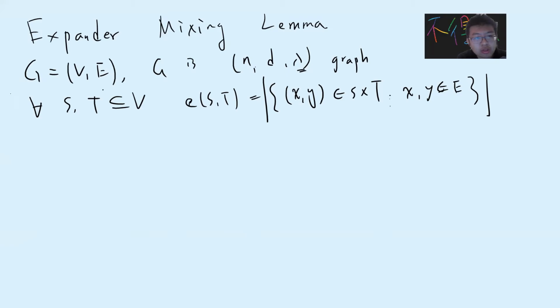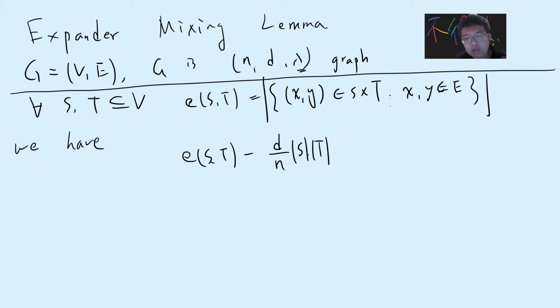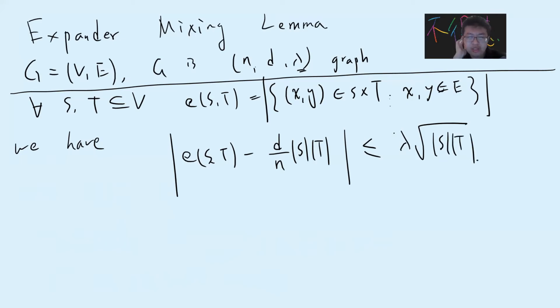So this is the theorem: for every S and T, the absolute value of E(S,T) minus d divided by n times |S||T|, where |S| and |T| mean the number of vertices, is bounded by lambda times the square root of |S||T|. This is a very interesting theorem. It tells you that if somebody gives you an (n, d, lambda) graph, whichever S and T you choose, the average value of the edges between them is d over n times |S||T|, and the error is controlled by this lambda.